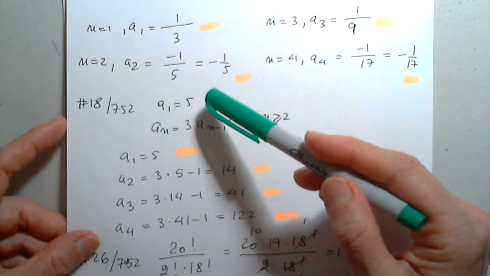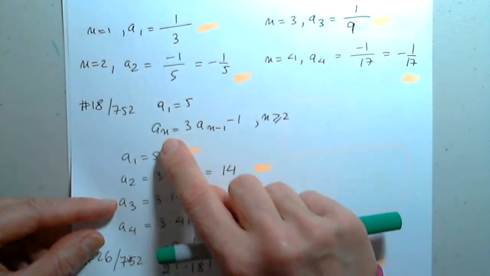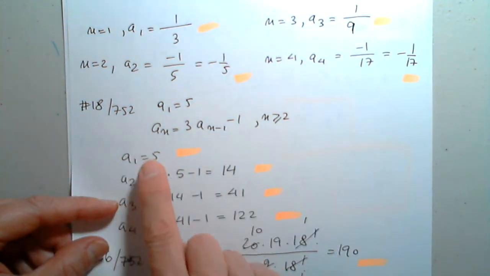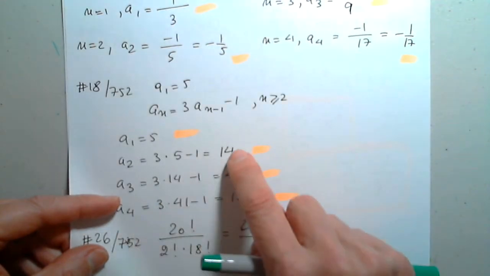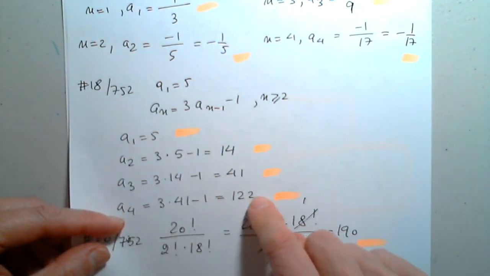Same thing here, but this is a recursive formula, right? So A1 is given already. So this is 3 times the previous number minus 1, and we repeat that for each term.